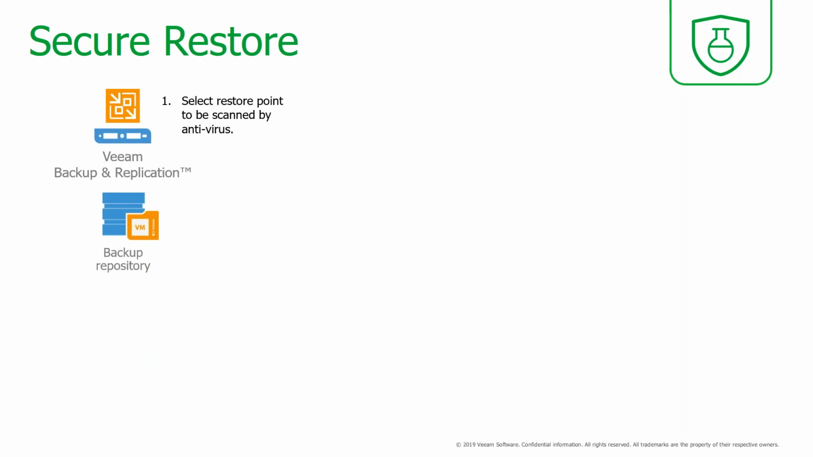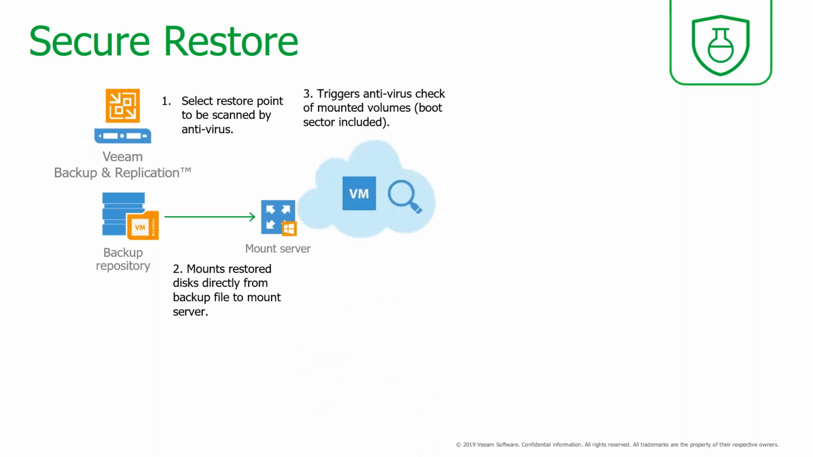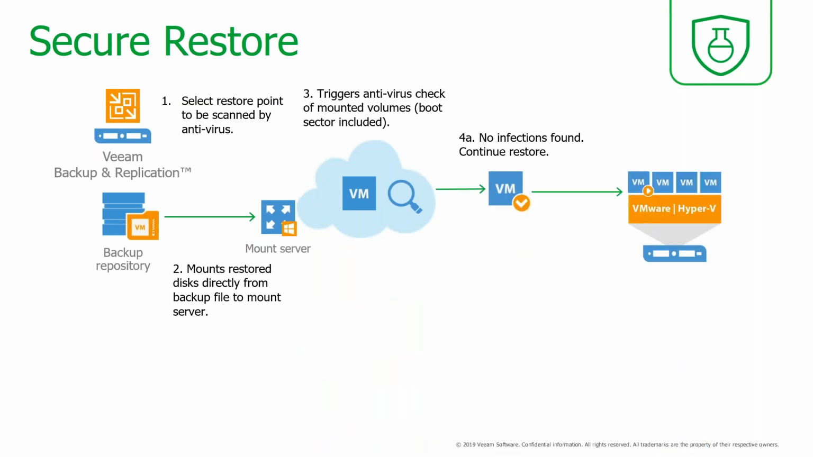So the process for a secure restore is, first, we select the restore point and we're going to scan it. As part of the restore wizard within our Veeam products, you select to do the secure restore. It mounts directly to our mount server, which is part of Veeam Backup and Replication, and triggers the antivirus check that you requested and does it thoroughly. So you have a few options here. If no infections are found, go ahead and restore it back into your production environment.